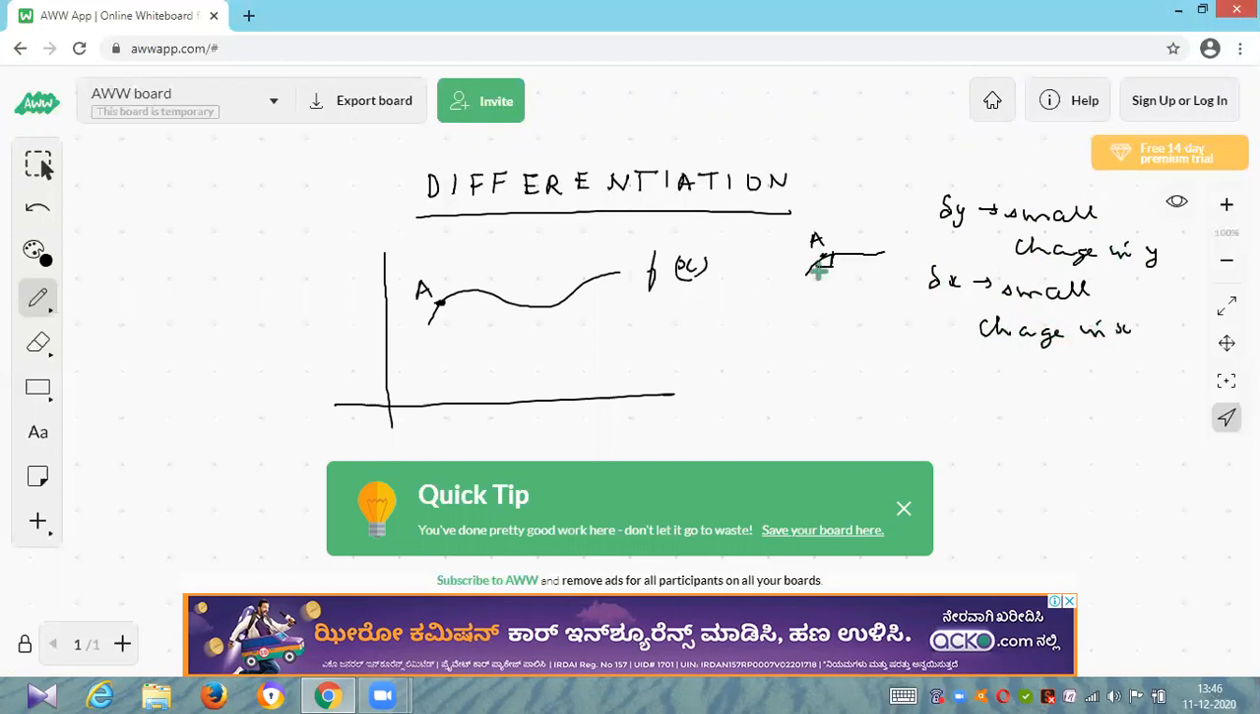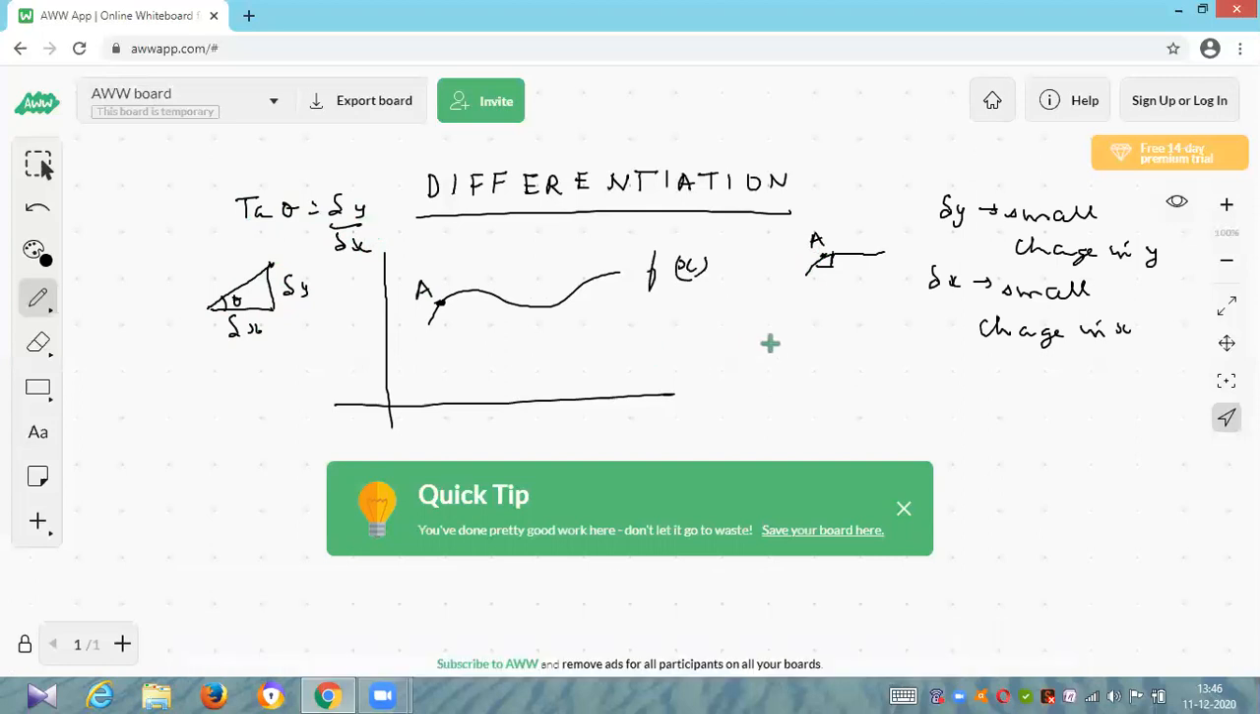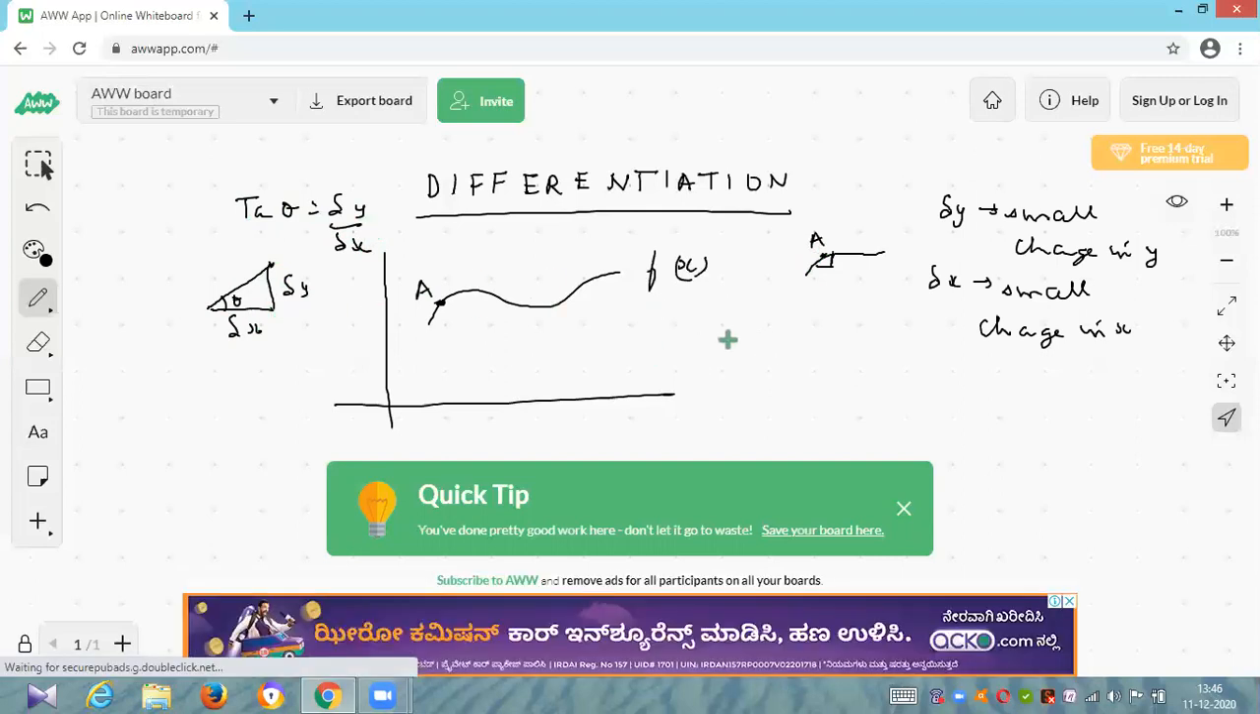Now, see, I'm drawing a still broader view of this. So it looks like this. This is my del y and this is my del x drawn at the point A. So if this angle is theta, we very well know that tan theta is given as del y by del x, right? Now, if del x is tending to be very small, that means if I write limit del x tending to 0, then del y by del x is represented as dy by dx.